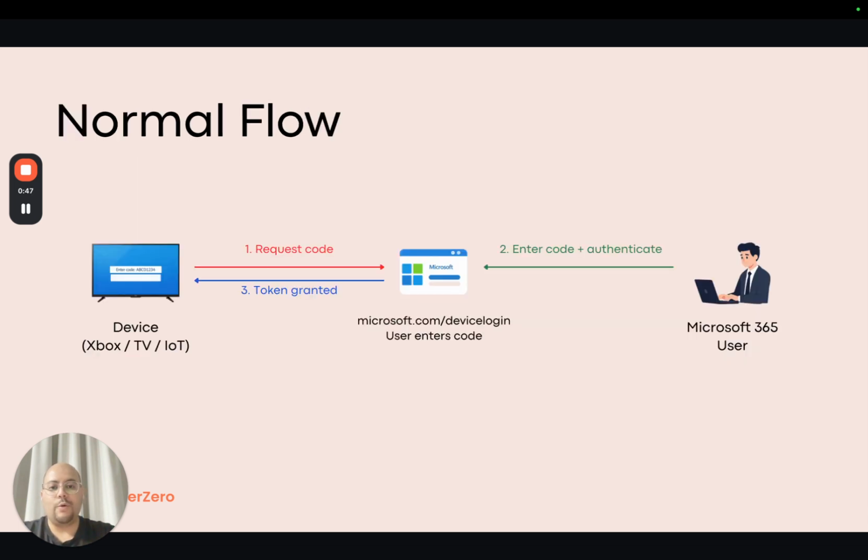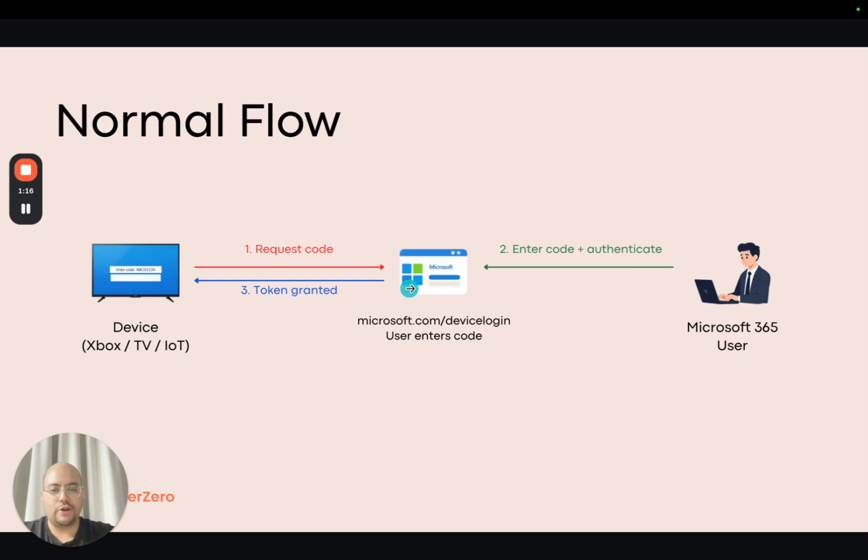Right. Now, in the normal flow of how this works, your device, could be the TV, your Xbox, or your IoT device, as we mentioned, is going to communicate with Microsoft servers and ask for a code that's very small and can be copied. And then you're going to be able to see this code on your TV screen, and you'll use it to authenticate on the Microsoft device login page.